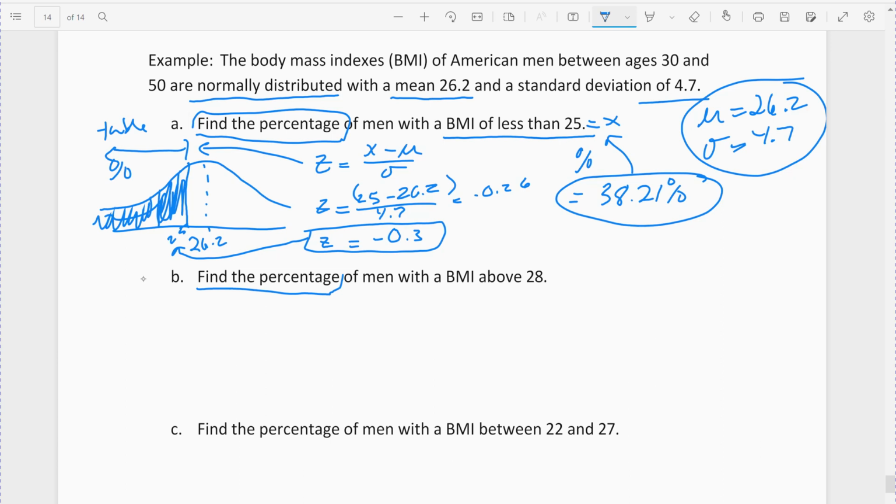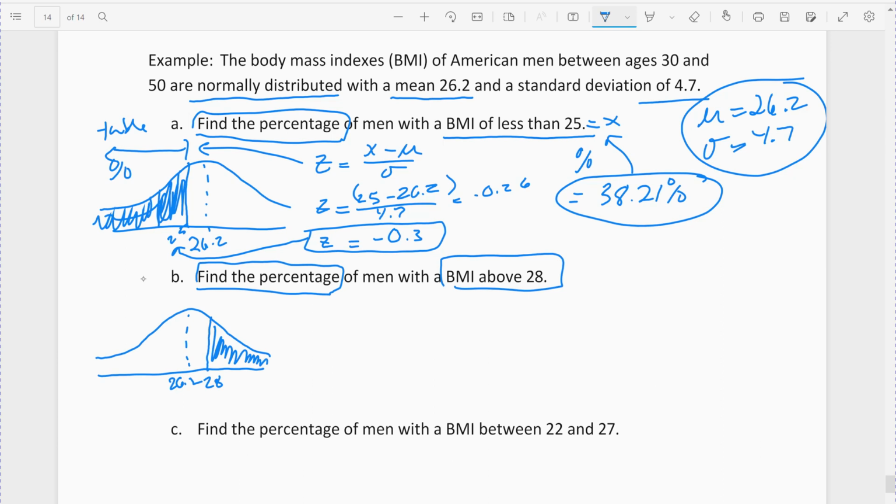Alright, find the percentage again above 28. So I did a less than, now we're doing above. So above we have to do a little more work. Again, write it out so that you can see and understand what's going on. So 26.2 is in the middle. 28 lands above that, and it's not one standard deviation away, so it should be close.